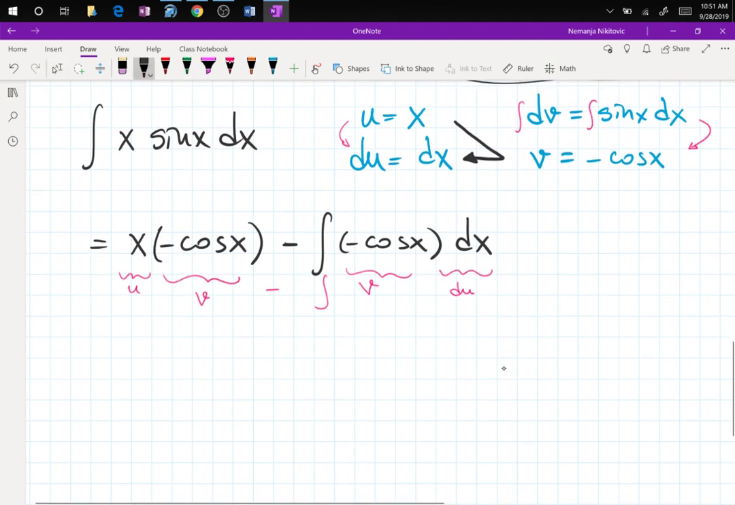So what do I have? I have negative x cosine x plus the integral of cosine x dx. So what we gain with this transformation is, instead of having a terrible integral, we have a simple integral to deal with. The integral of cosine is sine, and this is where you get your plus c, and you are done.